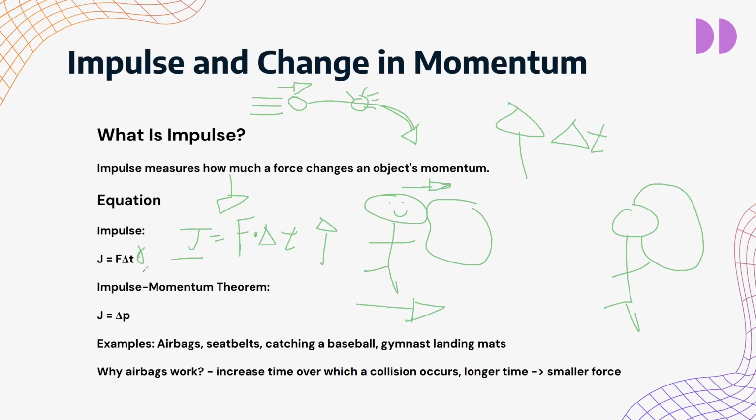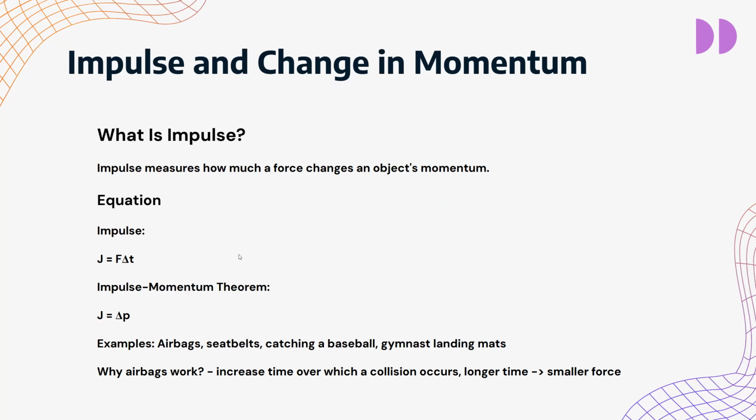This is not an A, this is a delta symbol. It means change. J is equal to force times change in time. So airbags work because they increase the time over which a collision occurs, and a longer time means a smaller force. Because remember, this formula: if the time part of it goes up, the force part of it will go down. That's pretty much what this slide is about. Are there any questions?